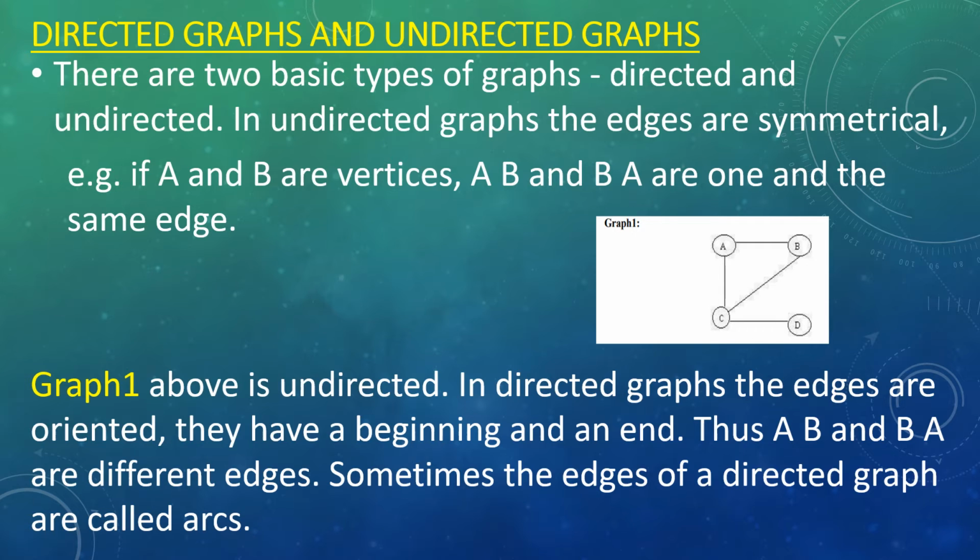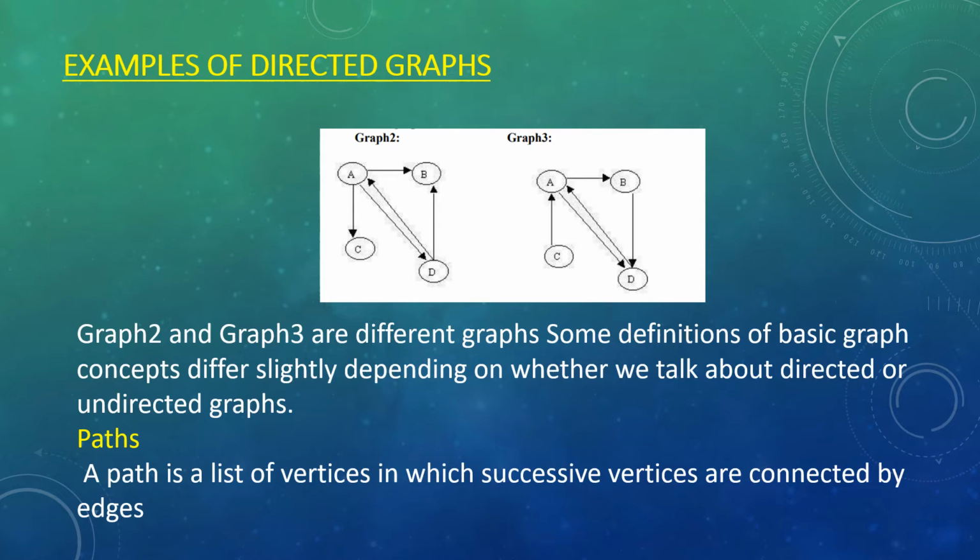In directed graphs, the edges are oriented. They have the beginning and the ending. Thus, AB and BA are different edges. Sometimes the edges of the directed graph are called arcs. Examples of directed graphs. Graph 2 and Graph 3 are different graphs. Some definitions of the basic graph concepts differ slightly depending on whether we talk about directed or undirected graphs.